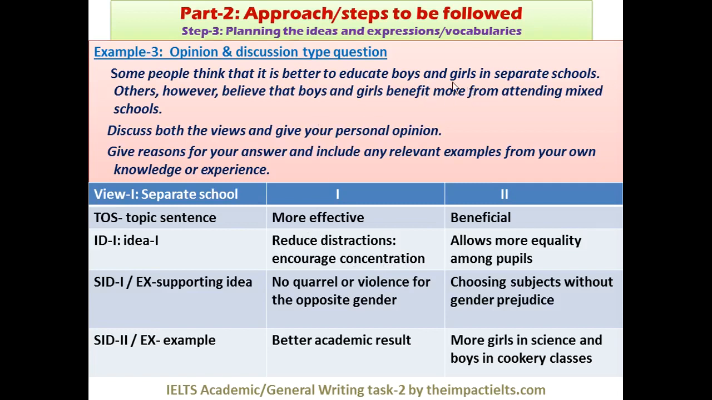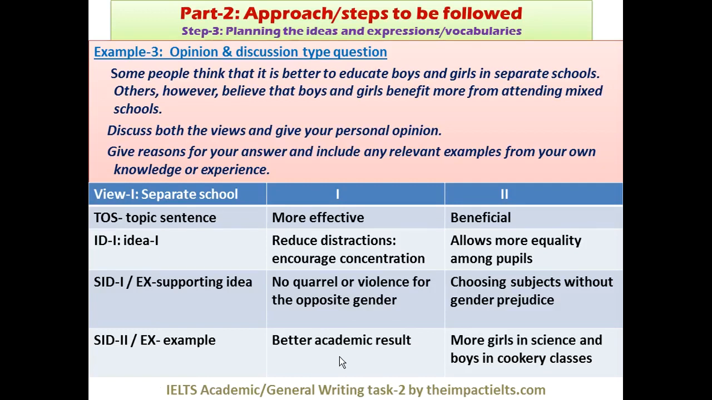If boys and girls are in separate schools, you have to prove it. How? The supporting idea says no quarrel or violence with the opposite gender. And this is a fact, right? So it's very logical. And what happened as a result of this? Another thing is better academic results. So it's too clear. Now you can easily understand that.